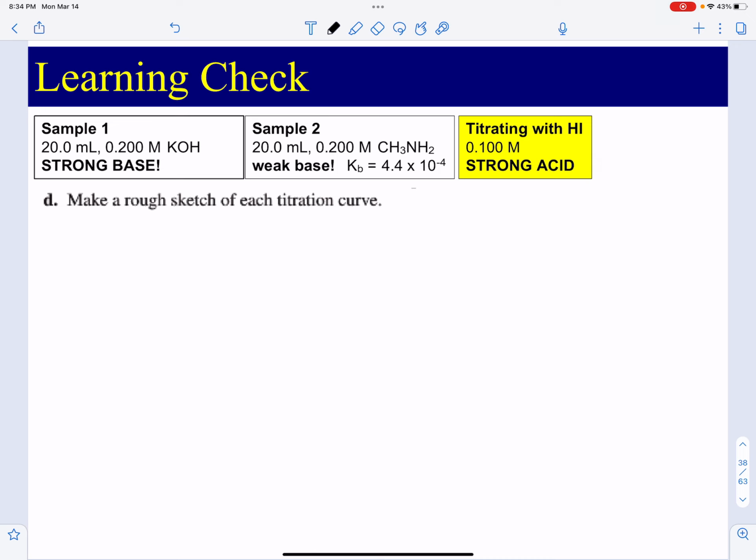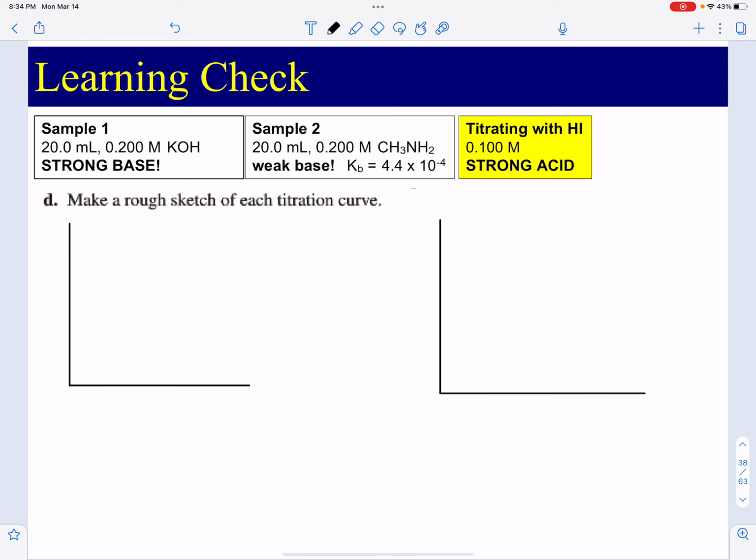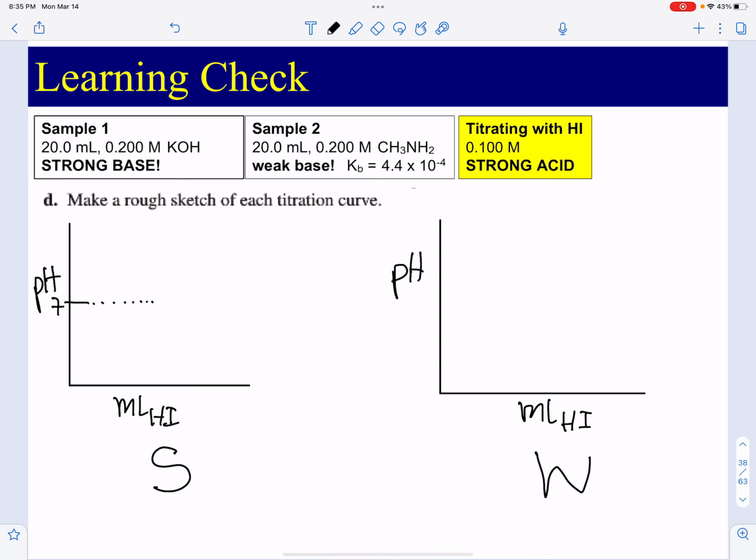And one last question, make a rough sketch of each titration curve. Well, this will be my graph. So I'm gonna have two graphs like this, where I'm gonna be measuring pH on my y-axis and milliliters of hydroiodic acid on my x-axis. I know that the strong one is going to have a pH of 7 at the equivalence point.